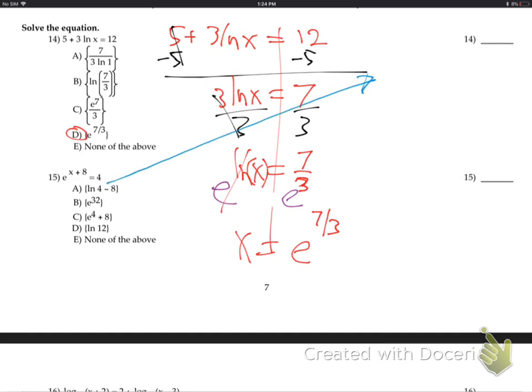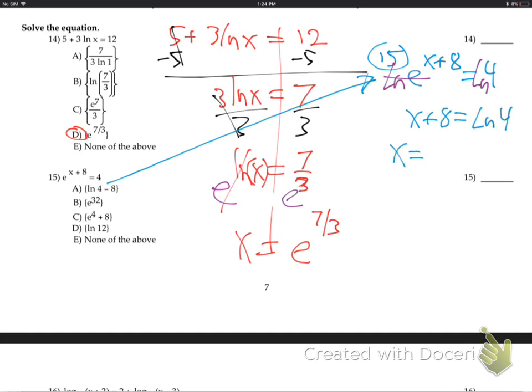And then 15. E to the x plus 8 is 4. So what are we going to do? ln of both sides. ln cancels the e, doesn't it? So then we get x plus 8 is ln 4, and then subtract the 8: ln 4 minus 8. There it is, A. All is good. I'll keep moving. Questions on that one?